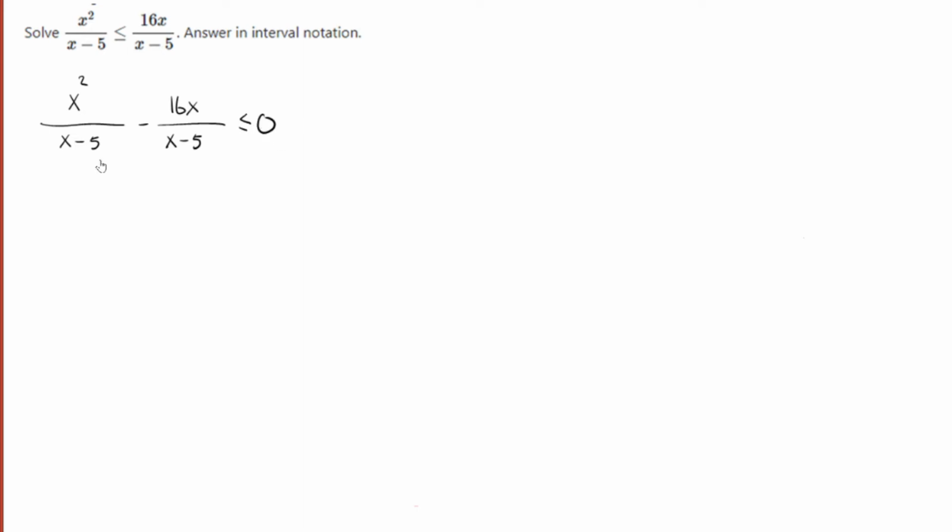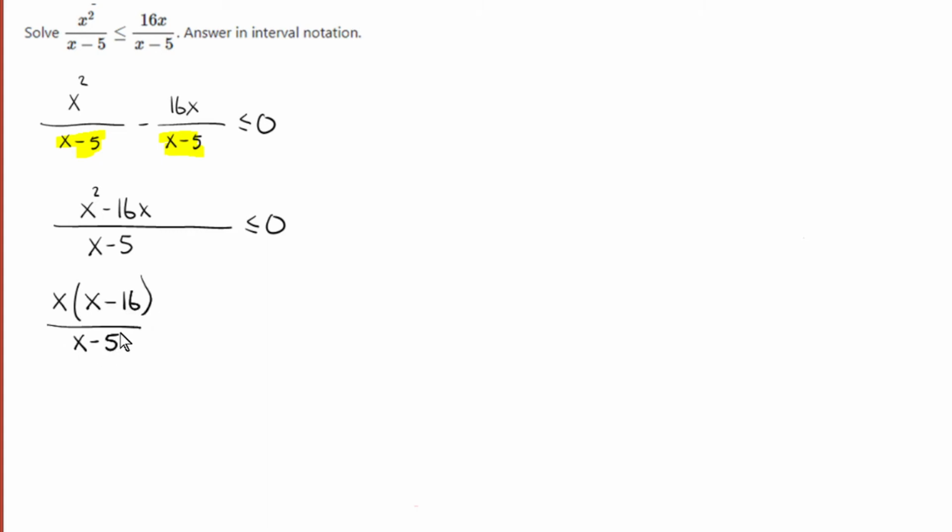Because we have a common denominator, we can put this on a common division line. It's going to be x squared minus 16x over x minus 5 is less than or equal to 0. I can factor out the greatest common factor x in the numerator, which will give me x times x minus 16 over x minus 5 less than or equal to 0.